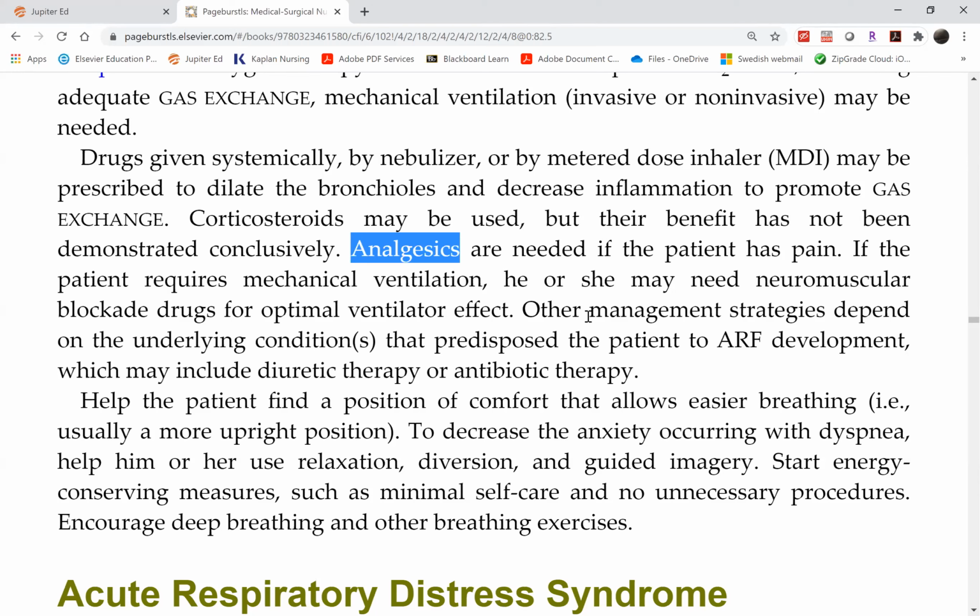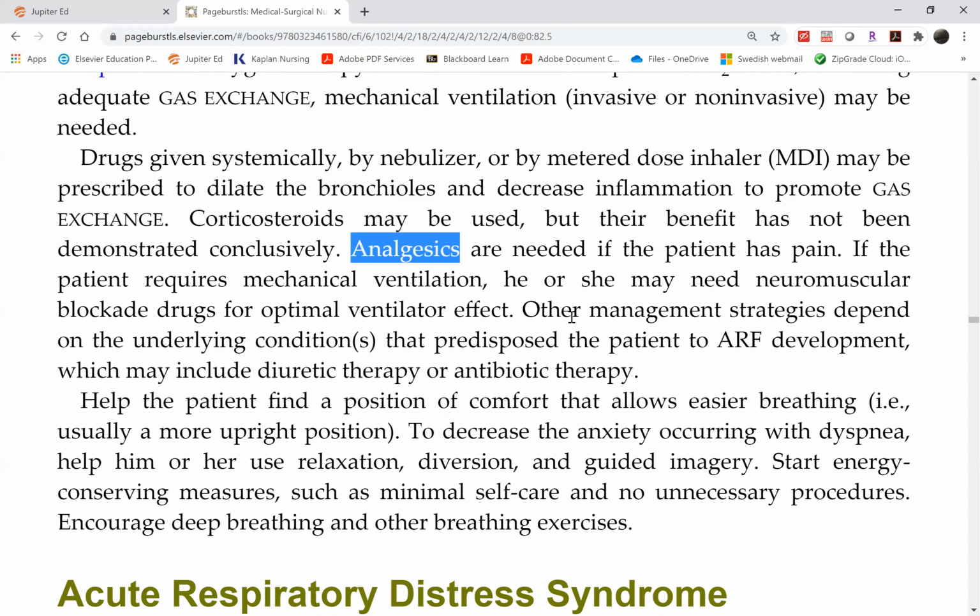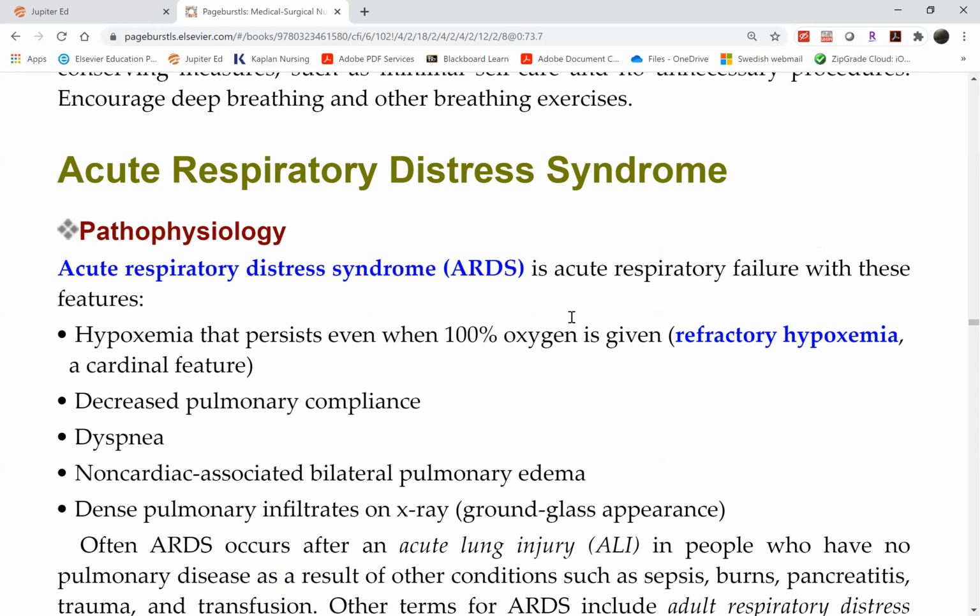Any questions on respiratory failure? We'll discuss intubation and mechanical ventilation separately later tonight. Any question on respiratory failure? All right, let's move on to ARDS.